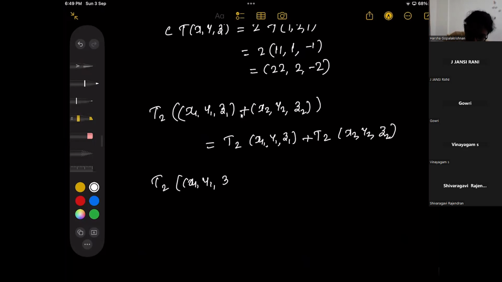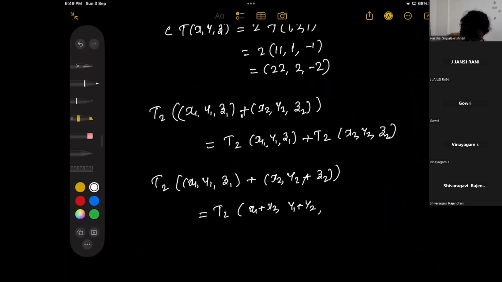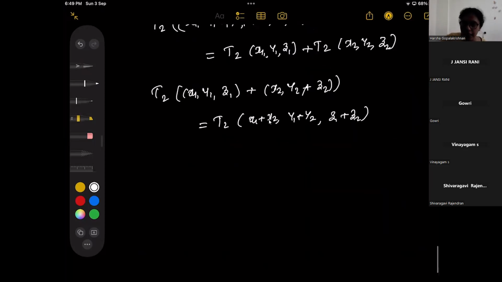T2 of x1, y1, z1... Okay, let us very quickly go through it. It is just a computation and a rearrangement. So, it will be T2 of x1 plus x2, y1 plus y2, z1 plus z2. Now we apply the definition to this. This is 5x plus 3y. Instead of x, we have 5x1 plus x2. 5x1 plus x2 plus 3y. Instead of y, we have y1 plus y2.